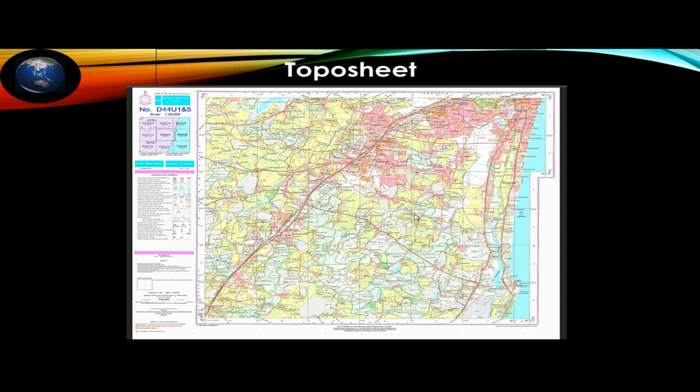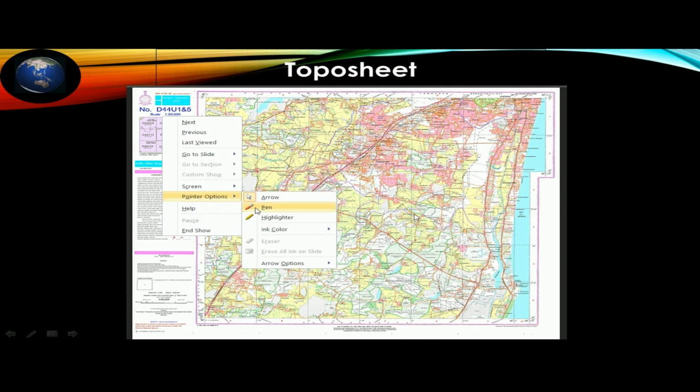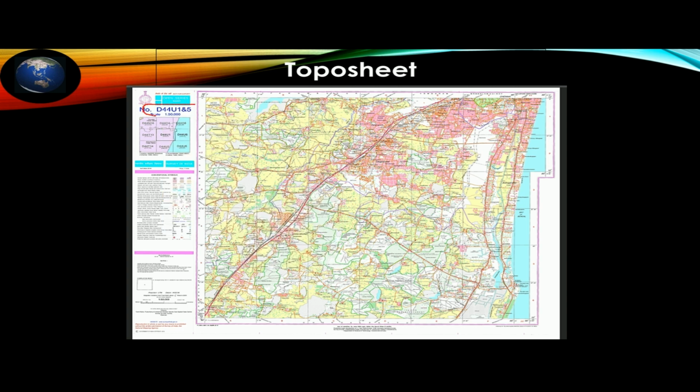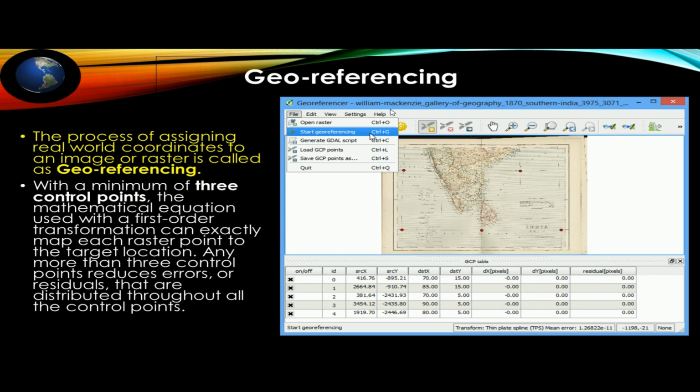After downloading, you will be able to see the topo sheet number here. People used to ask which topo sheet number you have, and see, this topo sheet number is D44U1 and 5. So here you will be able to see this is the topo sheet area. For what reason this is, you will be able to see. So I will show you this image. I have downloaded this. It came in PDF format. Now I will convert it also. I will just show you.